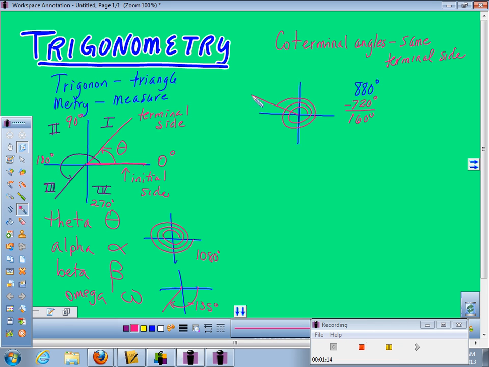Okay, they want you to name a positive angle and a negative angle that end at the same spot. You already just found one. What's another positive angle that ends in this same spot?